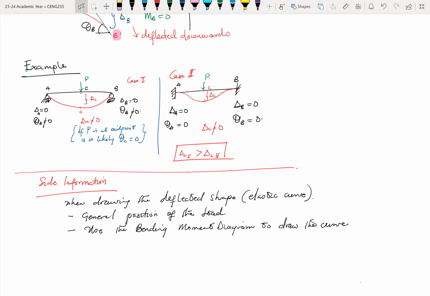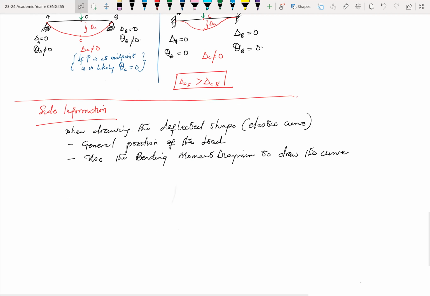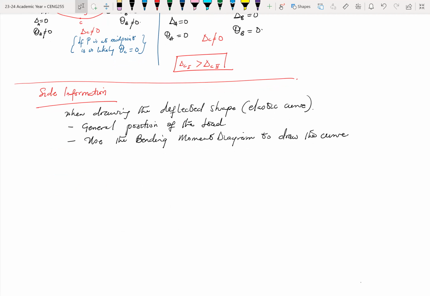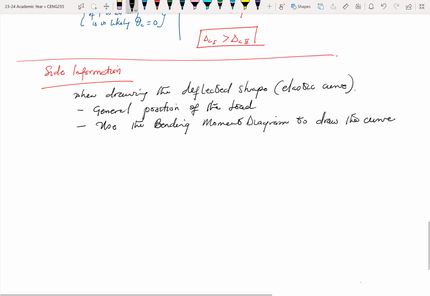Okay. So for example, in case one and case two that we are looking at, it's easy to just look at the direction of the load. It's acting downwards, so definitely the deflection will also be downwards, right? So this is just the general position of the load. But sometimes when the loading is a bit more complex, maybe there are two or three different types of loads, and some are going up, some are coming down, then it becomes difficult to straight away draw the elastic curve.